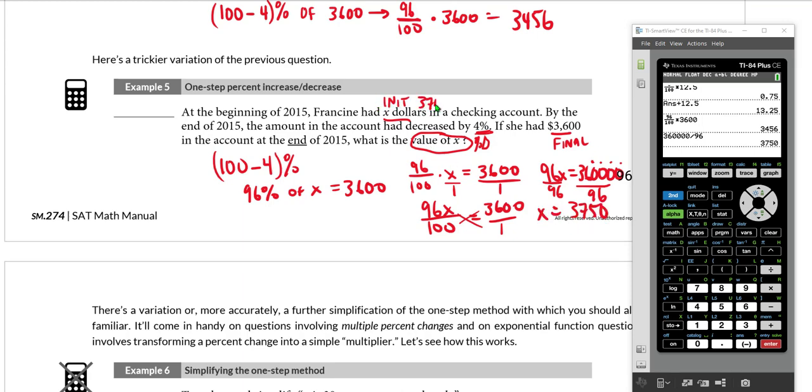I start with 3,750. I decrease by 4%. I get 3,600. Yeah, it seems to make sense. So I started with $3,750 in this account, lost 4%, ended up with 3,600.